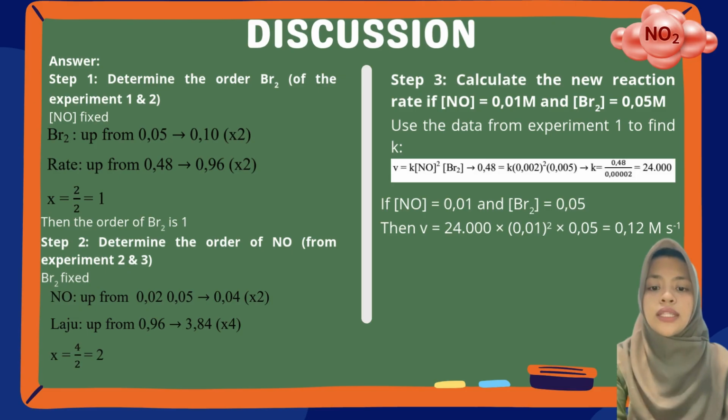Step 3. Calculate the new rate. We use the rate law. Rate equals k times concentration of NO squared times concentration of Br2. From trial 1, 0.48 equals k times 0.02 squared times 0.05. So k equals 24,000. Then rate equals 24,000 times 0.01 squared times 0.05, which is 0.12 molar per second.